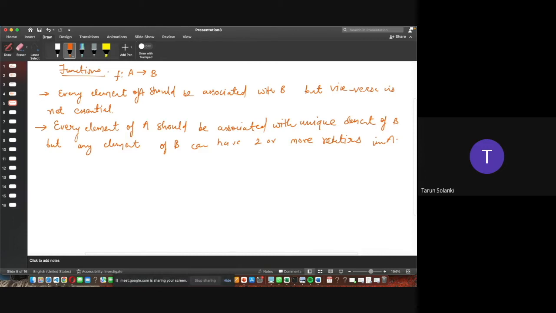So if this is defined on the real values, then it may be called a real valued function also. Right. We can write a real valued function.